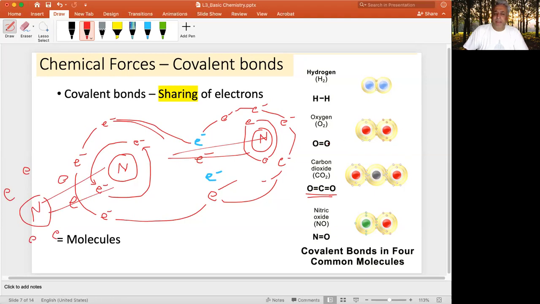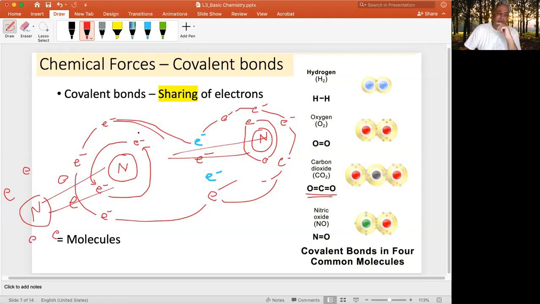Oxygen can also form a relationship with another oxygen. So now the 6 electrons on the outside of the outer shell of oxygen from one atom and another oxygen atom, they share 2 electrons, and now they pretend that they are happy. They have 8 each, right? So covalent bonds are sharing of electrons.